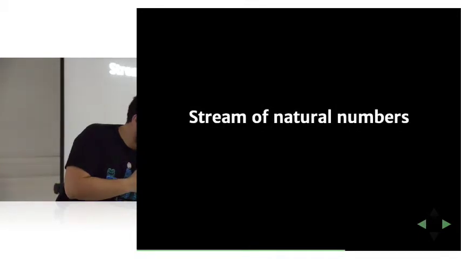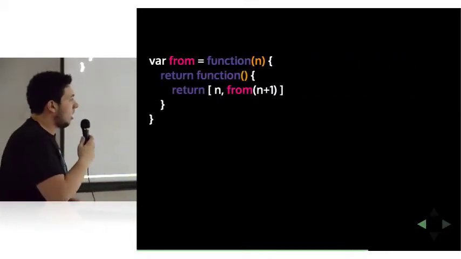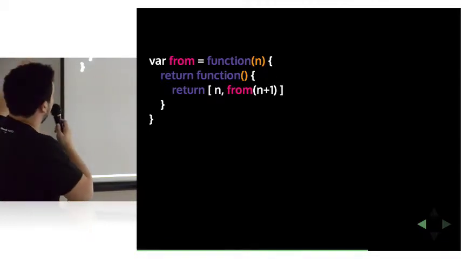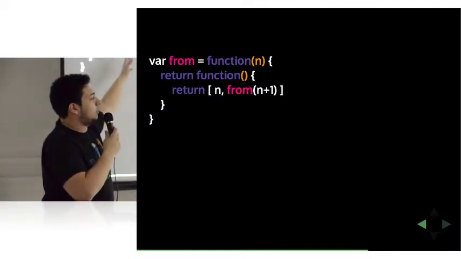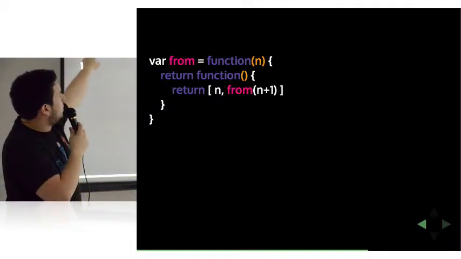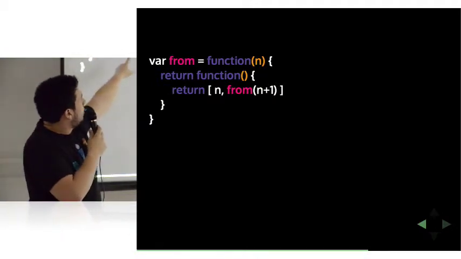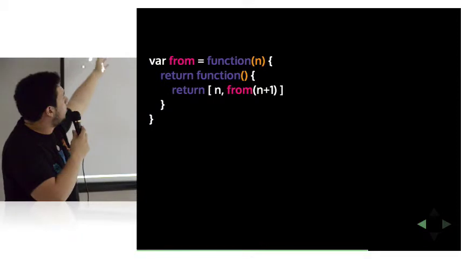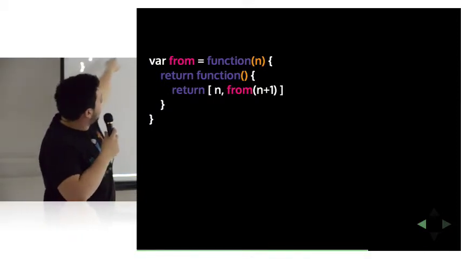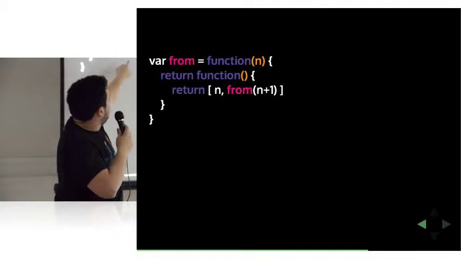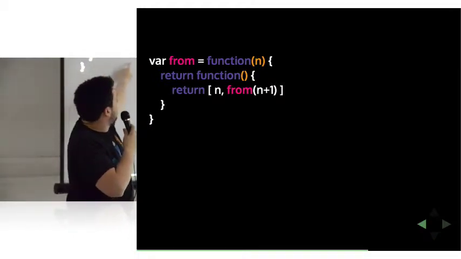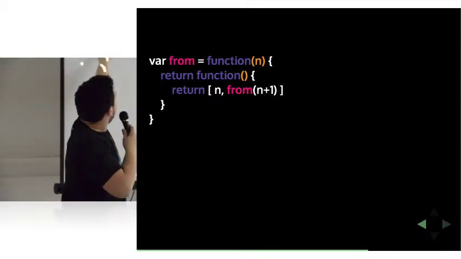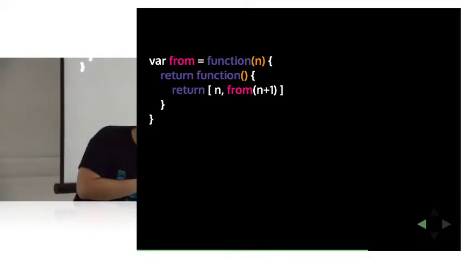Let's build the stream of natural numbers. Am I going too fast? No, good. So this is a bit trickier because we can't put a 1 here, we have to put a variable. We use an auxiliary function called from that, when you call it with an argument, returns a stream. Here it returns the stream that starts with n and then calls itself recursively. So if we call it with 0, it will create a stream that starts with 0 and calls itself with the next element. And that's all you need to create the natural numbers.